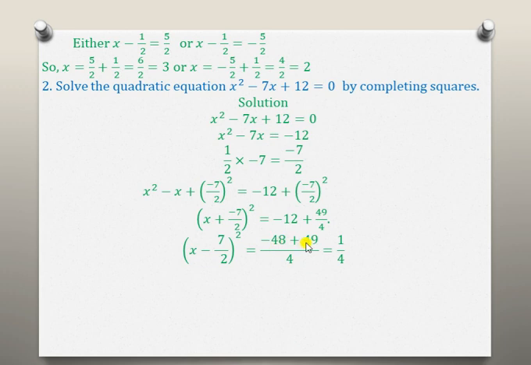We came up with (-48 + 49)/4 by getting the LCM, and here it gives us a quarter. Next step will be to take the square root on the left hand side and on the right hand side. But remember, when you take the square root of a quarter, you're going to get plus or minus 1/2. So should you continue to the next step, we shall either say x - 7/2 = 1/2, or x - 7/2 = -1/2.